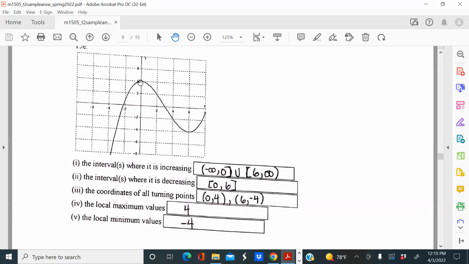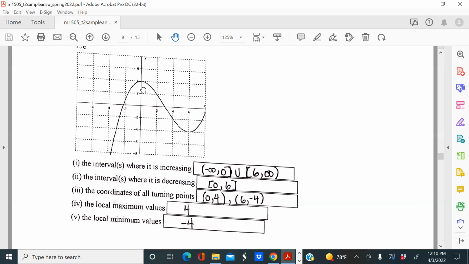Where is the curve decreasing? In the middle here, starting at 0 on the x-axis and going up to 6 on the x-axis. So it's decreasing from 0 to 6. Don't say it's decreasing from 4 to minus 4. I know that's what you're going to want to put here. It's decreasing 4 to minus 4, but give your answer in terms of the x-axis. So it's decreasing from 0 to 6.